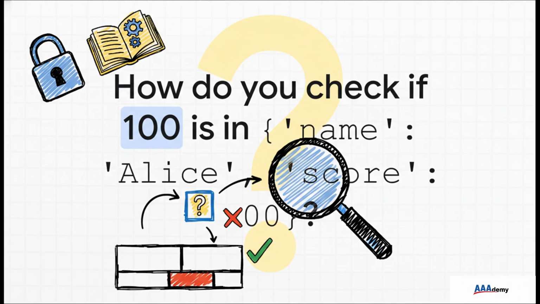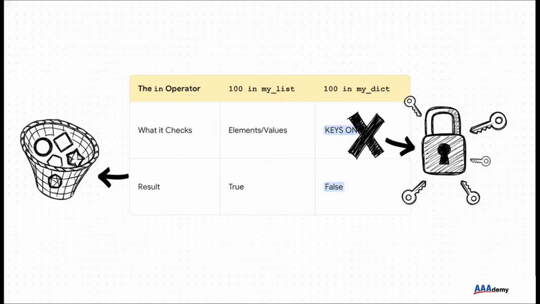You've got this dictionary, right? And you want to know if the value 100 exists anywhere inside it. Your first instinct might be to just use the in operator, but there's a catch. And here it is, the trap. For a list, the in operator checks the values, so you get True, just like you'd expect. But for a dictionary, in checks the keys only. Since 100 is a value and not a key, the result is False. That is such a crucial distinction to remember.